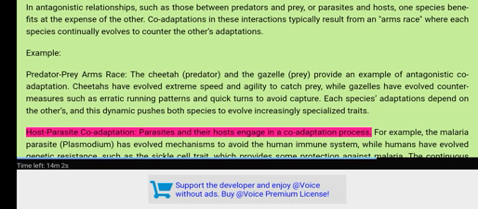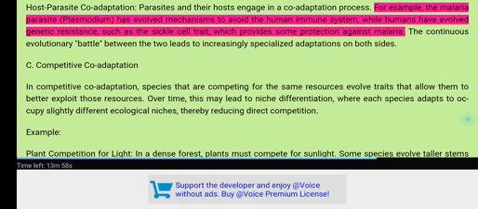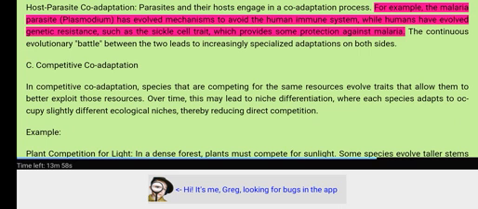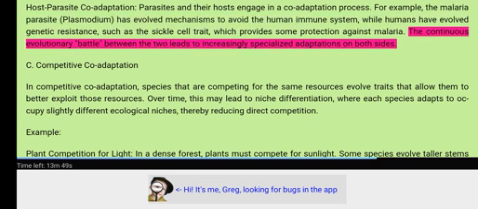Host-parasite co-adaptation. Parasites and their hosts engage in a co-adaptation process. For example, the malaria parasite Plasmodium has evolved mechanisms to avoid the human immune system, while humans have evolved genetic resistance, such as the sickle cell trait, which provides some protection against malaria. The continuous evolutionary battle between the two leads to increasingly specialized adaptations on both sides.